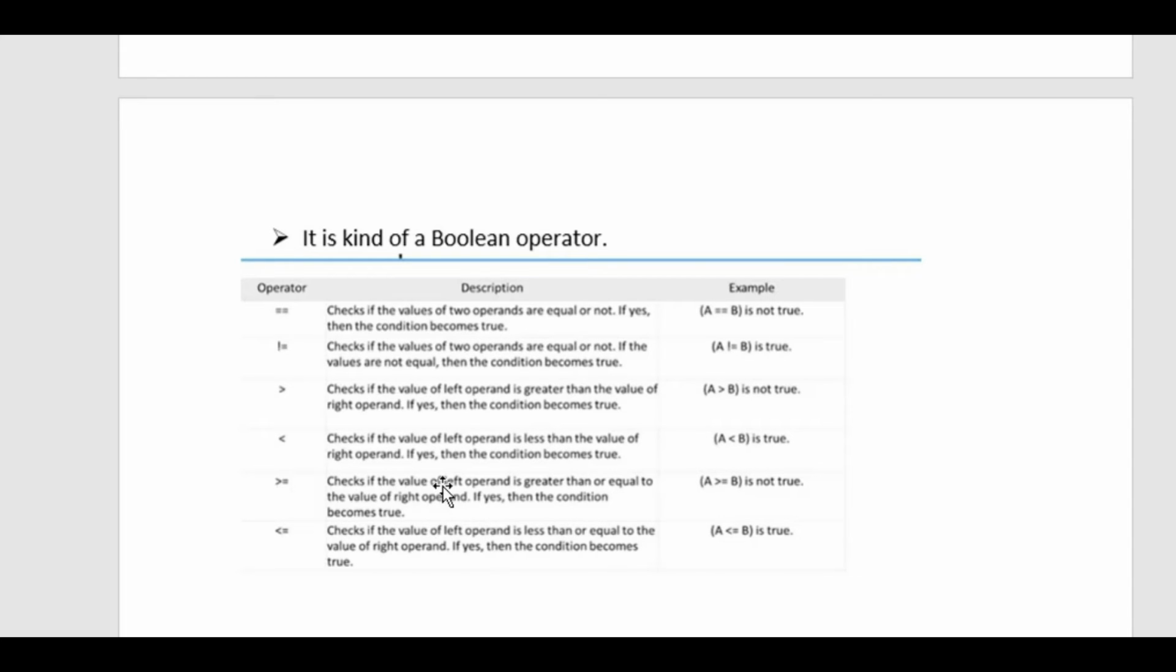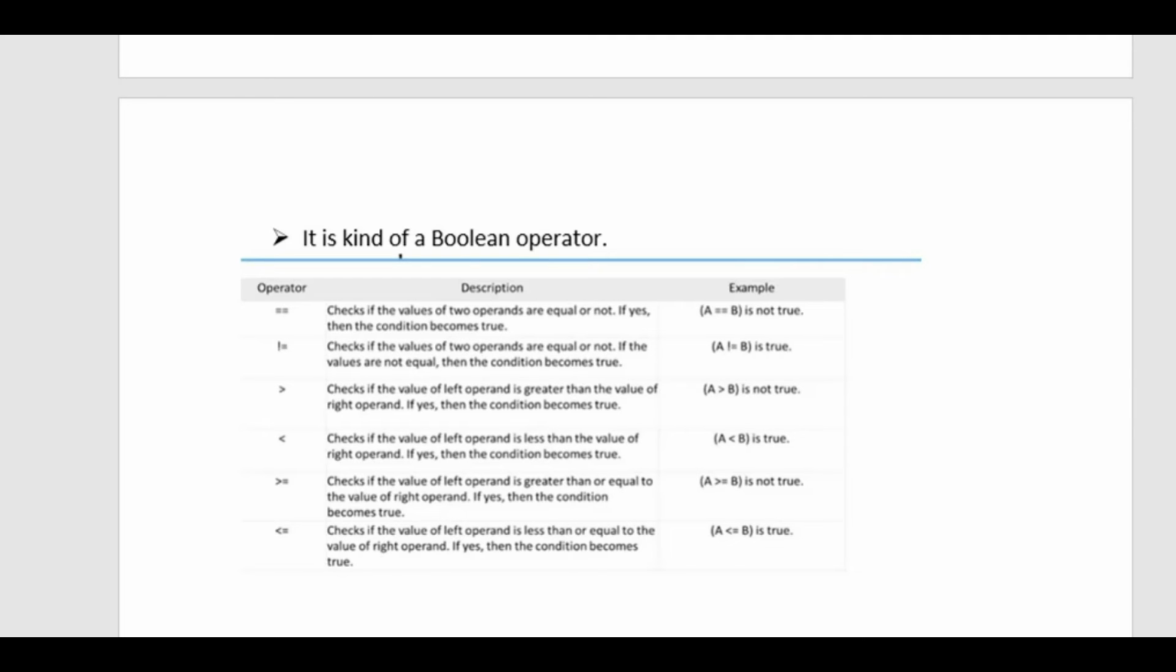Greater than or equal to. It checks if the value of the left operand is greater than or equal to the value of the right operand. If yes, the condition becomes true. Here we've been given a condition that the value must be greater than or equal to the value we have assigned to the right operand. So if the condition is true, then our given expression is true.